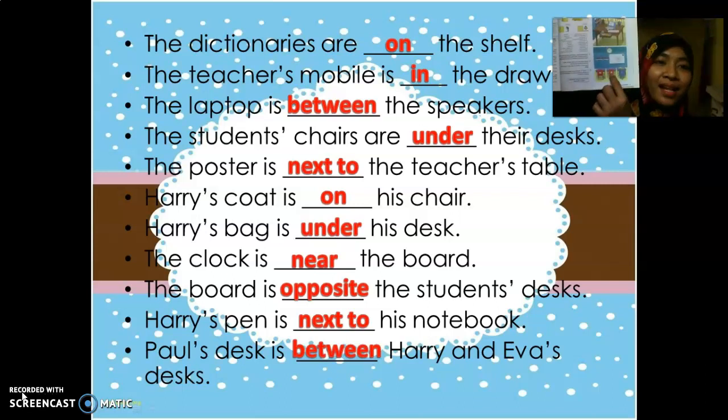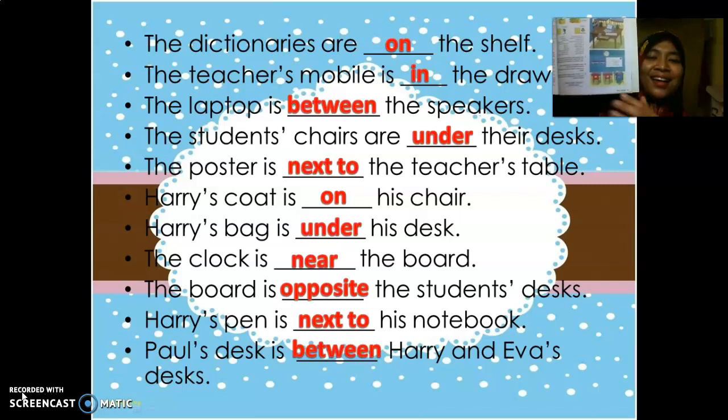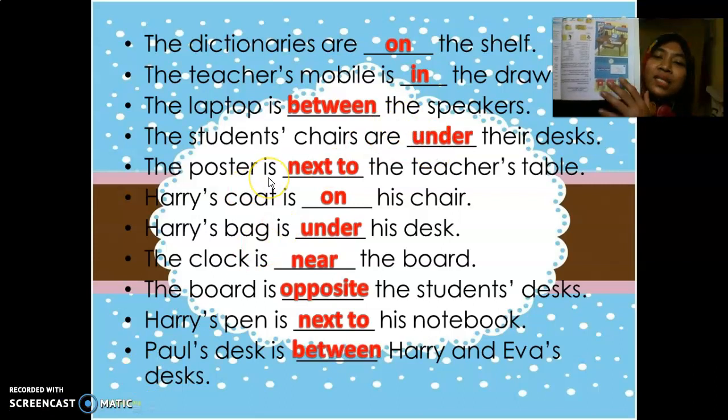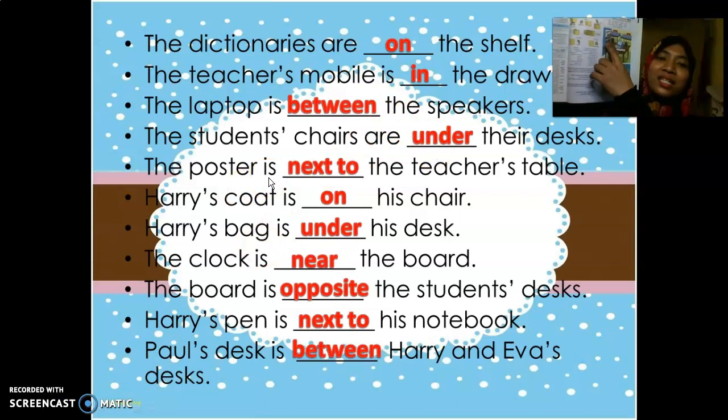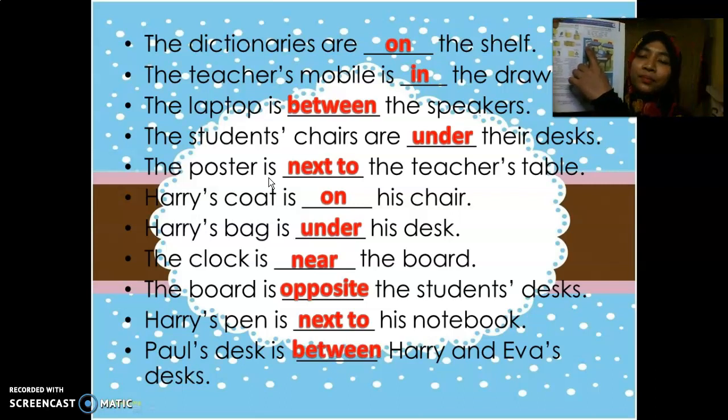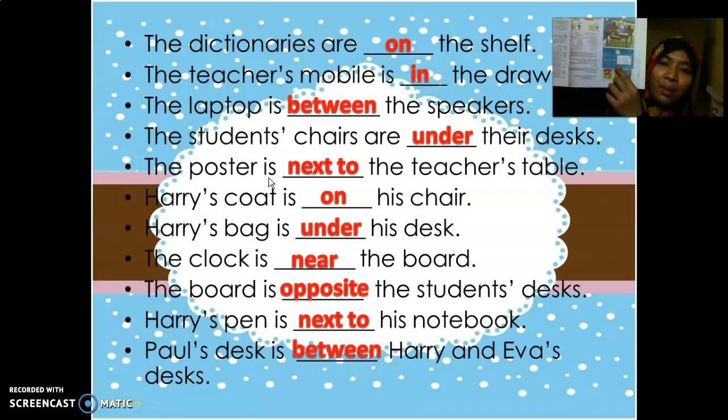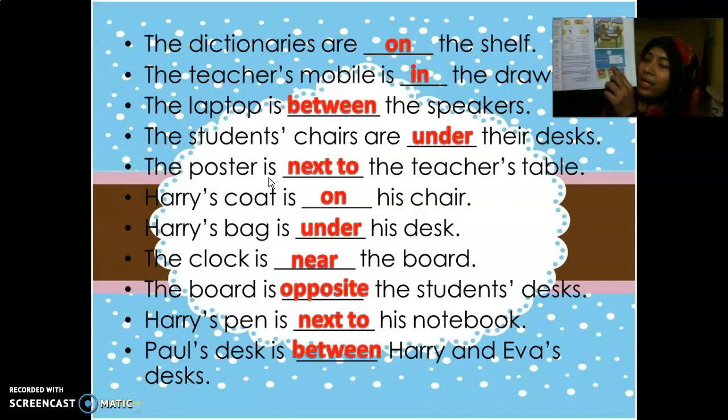Under ni maksudnya apa? Ingat tak? Okay, kalau tak ingat, awak boleh ke belakangkan video. Under maksudnya di bawah. Okay, the poster is next to the teacher's table. Poster ni sebelah teacher's table. Harry's coat, gambar bawah pula. Harry's coat is on his chair. Harry's coat ada atas kerusi dia.